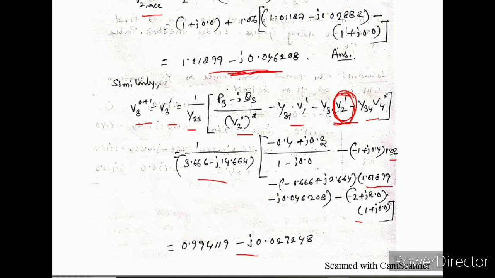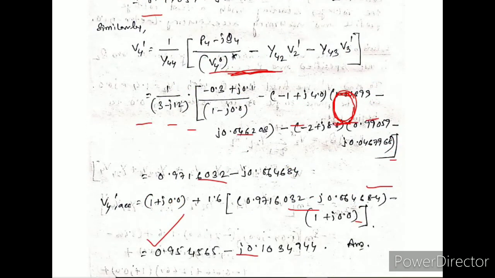You can see 0.01899 minus j0.046208, this value is given here, and that value we have put here, and we have to find this value. After calculating all the details we will get the result, that is V3 to the power 1 equal to 0.99419 minus j0.029248. Now just like V2 accelerated, we have to find the V3 accelerated.